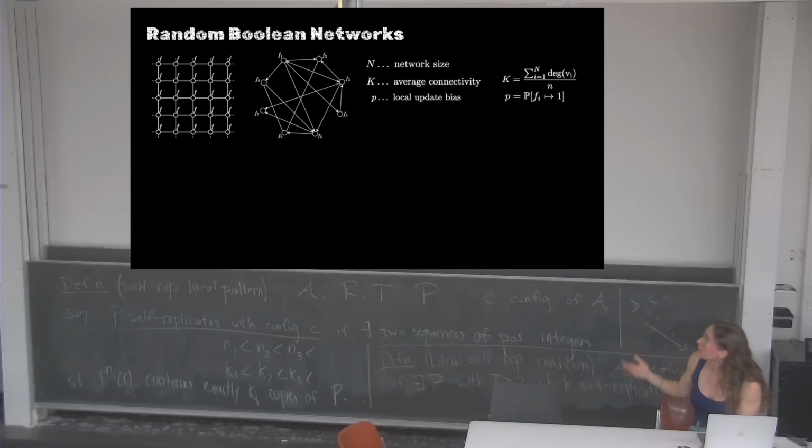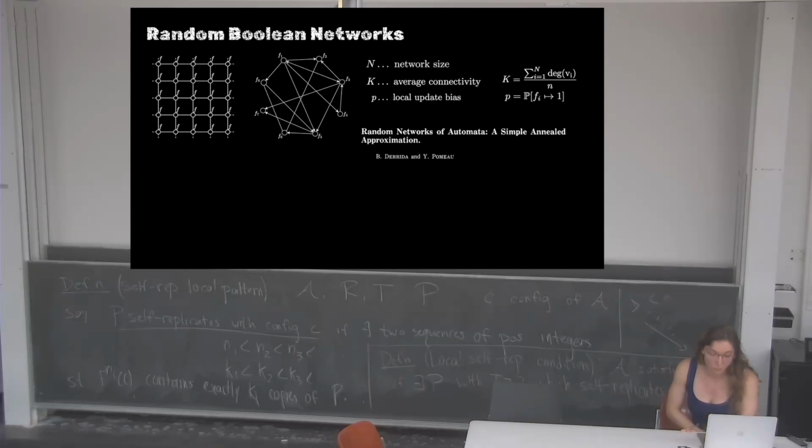such a system. And experimentally, Kaufman noticed that if he samples such networks in an unbiased way, so p equals 1/2, there is some critical-looking phenomena for the average connectivity being exactly 2, as the network size goes to infinity. This was later proven by Derrida and Pomeau using a very simple approach, which is just the annealed approximation.